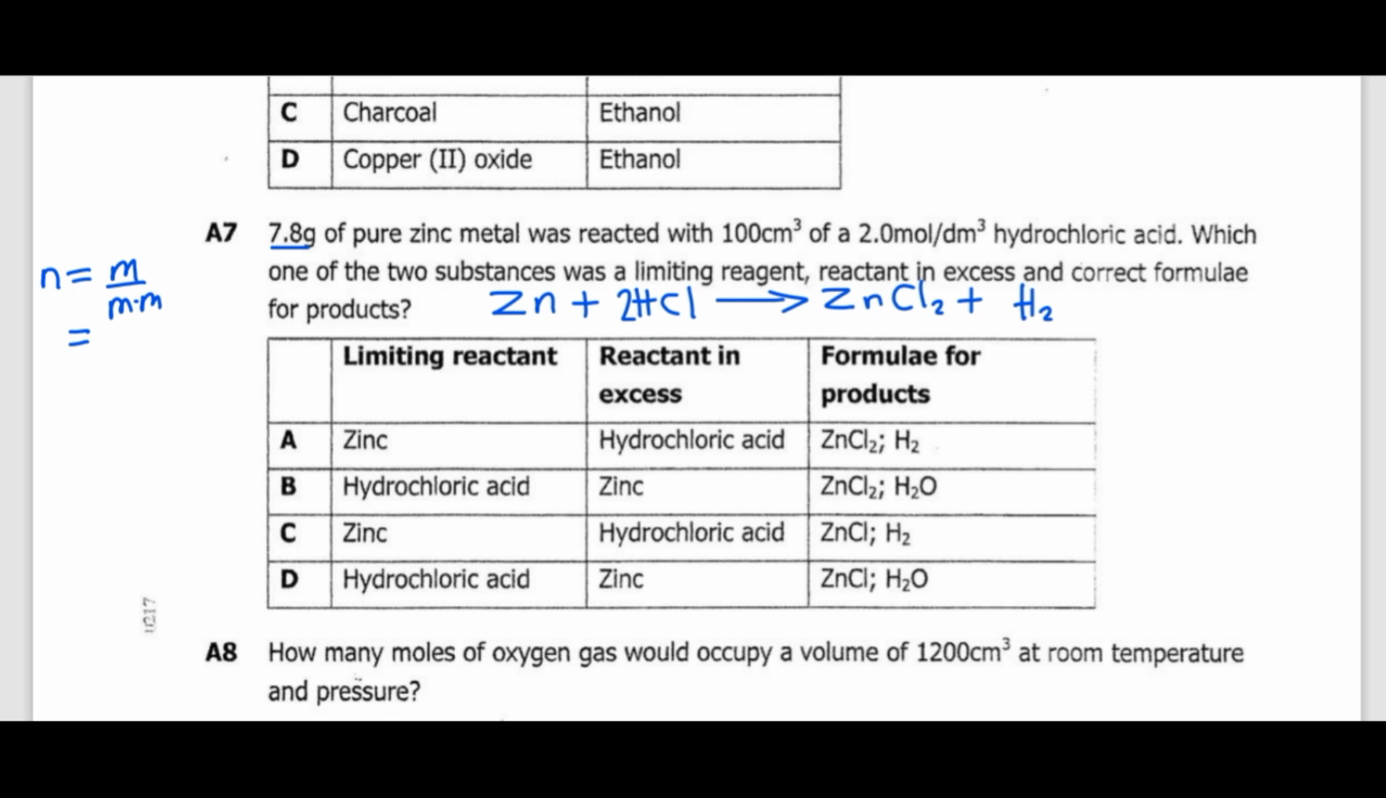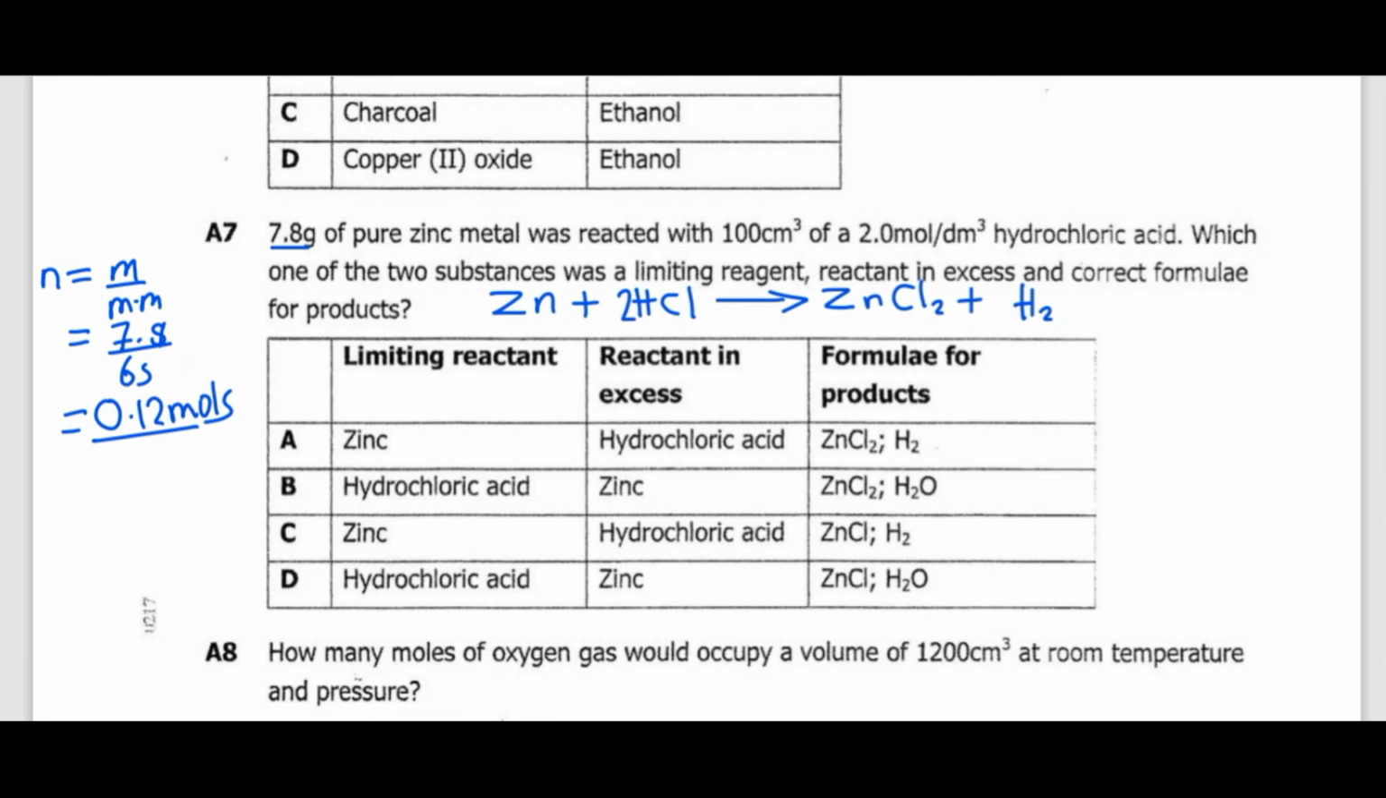So the mass is 7.8. Then the molar mass, since zinc is just a pure metal, according to the periodic table, zinc has the mass number of 65. So 7.8 divided by 65. So I'm getting 0.12 moles. So these were the moles for zinc.